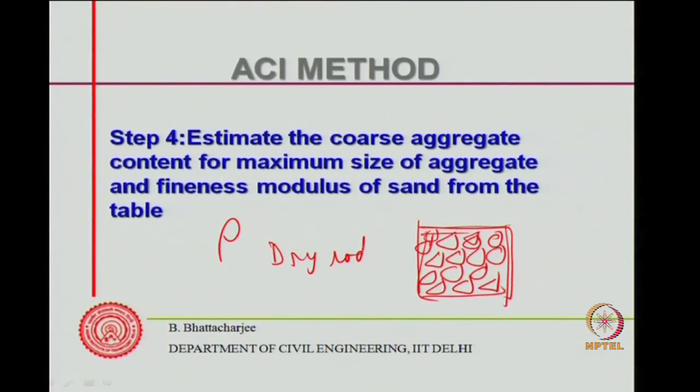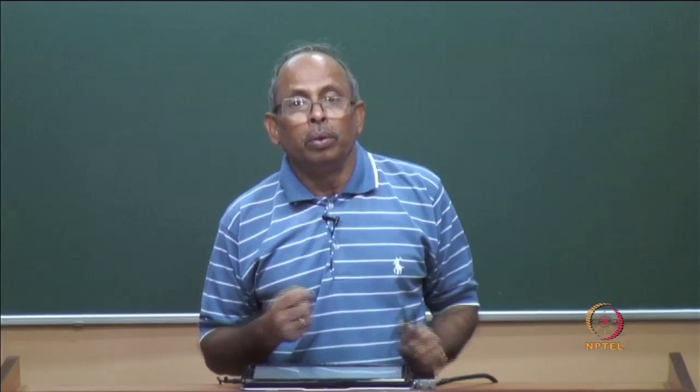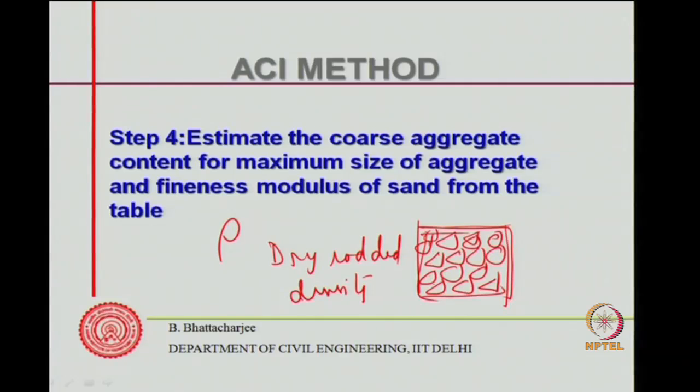So, if you know this mass, then this will be the dry rodded density. The dry rodded density is known, that is, the mass in unit volume is known, and if I know the volume occupied by the aggregates in the overall volume, then if I multiply by this dry rodded density, that will give me the amount of coarse aggregate present in the overall concrete system.